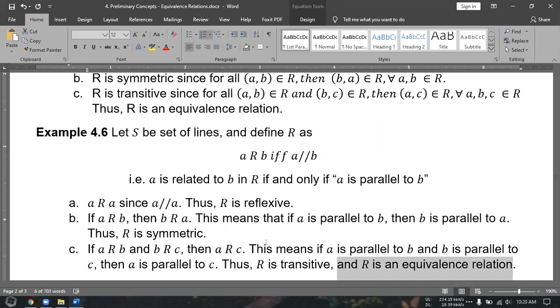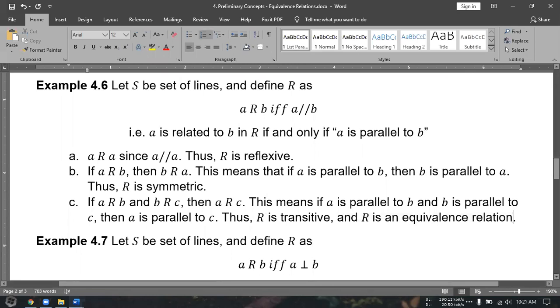Any more questions? Another. How about perpendicular?